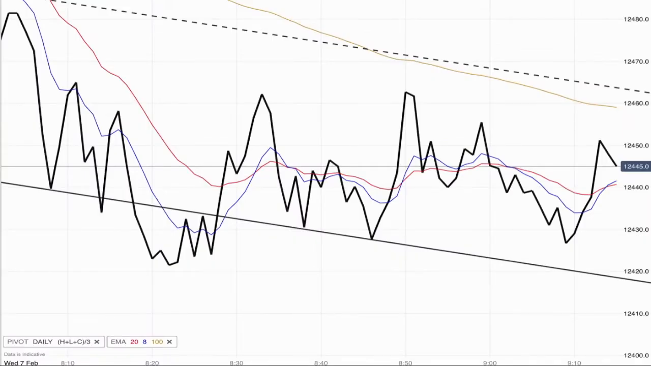Here's another chart for us, and this is from Wednesday the 7th of February. And what's this chart? Is it a 30-minute chart, a 5-minute chart? It's the 1-minute chart again.